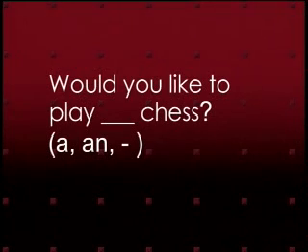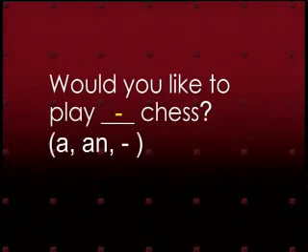In this exercise, fill in the blanks with the appropriate words where necessary. Number 1. Would you like to play dash chess? Chess is an uncountable noun. We don't put a or an before it, so we should leave it blank. Would you like to play chess?